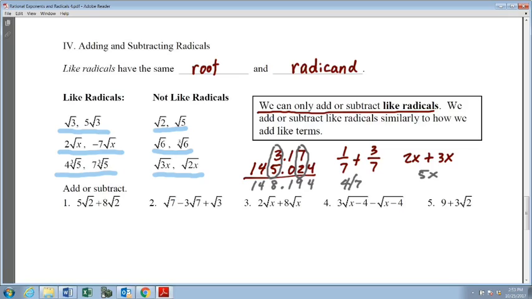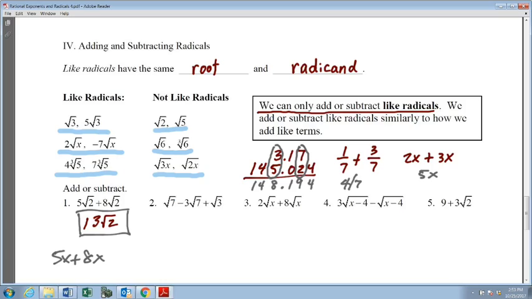So now let's look at our first problem. It says add or subtract. We've got 5 square roots of 2 plus 8 square roots of 2. And 5 plus 8 is 13. We're going to get 13 square roots of 2. So it's just as if we were adding 5x and 8x, we would get 13x. So again, all we're really doing is adding the number out front.